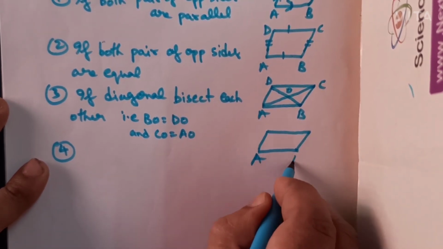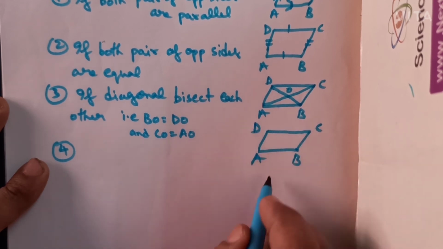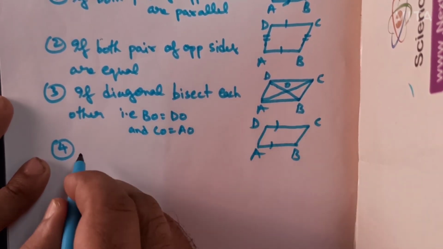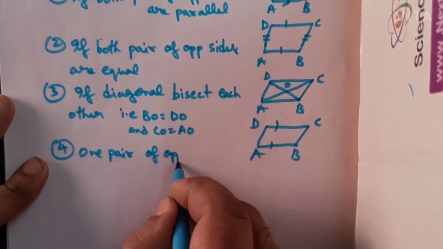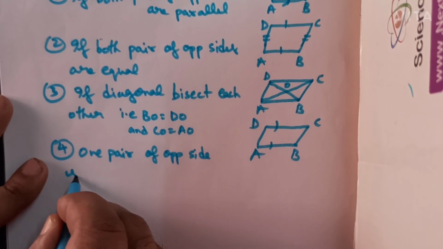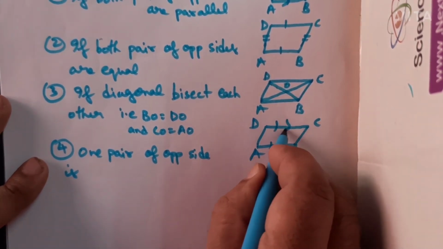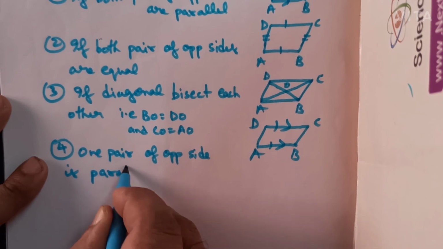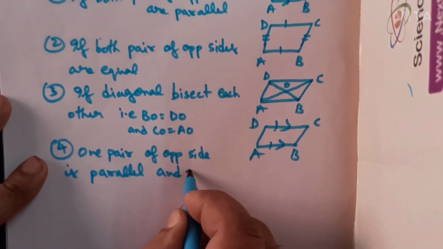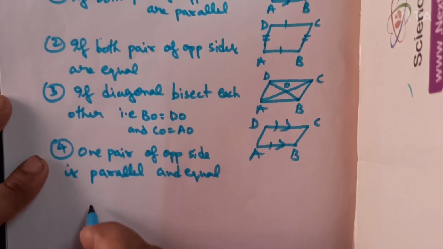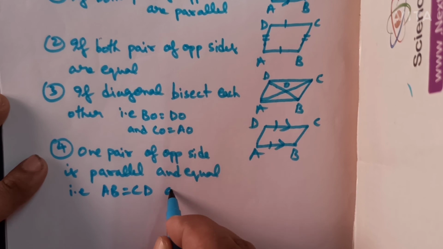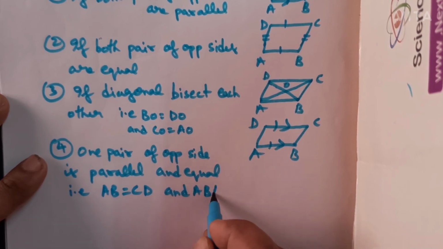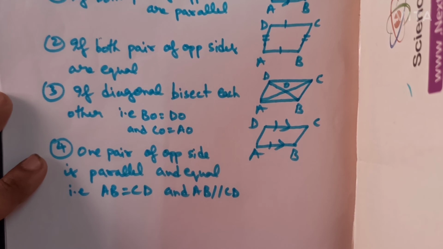Fourth point, and it is very important also: if we have a quadrilateral ABCD and in this quadrilateral one pair of opposite sides is parallel and equal, only one pair, that is AB is equal to CD and AB is parallel to CD, then we say that the given quadrilateral is a parallelogram.